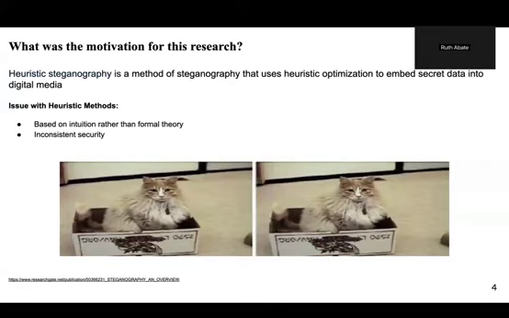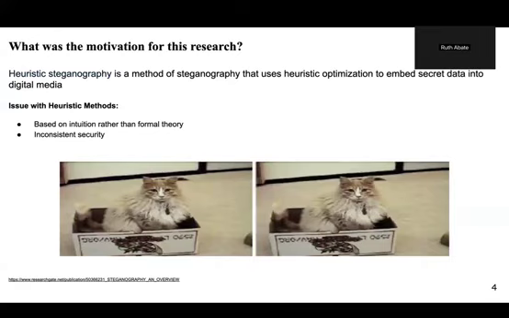And the second one is inconsistent security. Since heuristic steganography doesn't follow a strict, predictable model, its security level can vary from image to image. Some images might conceal data well, while others may expose it without the user realizing. This makes it unreliable for high-stakes applications like cybersecurity, government intelligence, or secure communication.